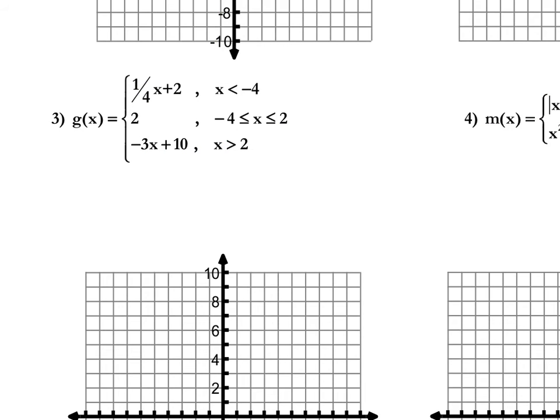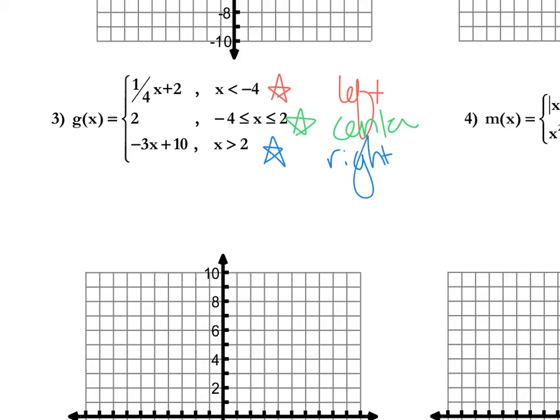And notice in example 3, we actually have 3 pieces. So I'm going to use 3 different colors. Okay, and I'm also going to write the whole left, center, right thing. So if x is less than or equal to -4, I want the piece to go to the left. If it's between 2 numbers, that means it's going to be in the center. And then x is greater than 2, so I want to graph this one to the right.